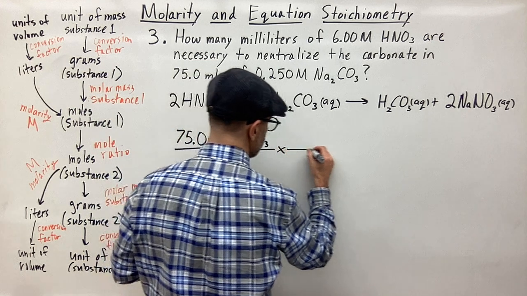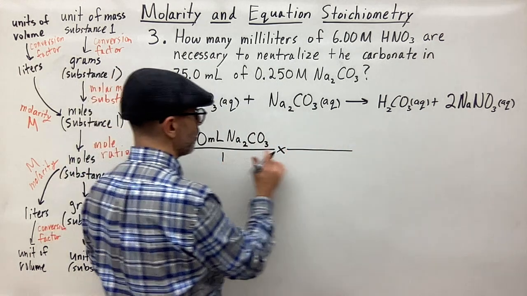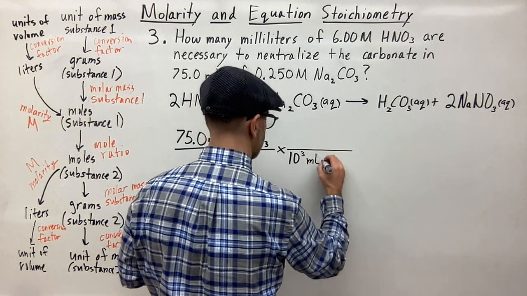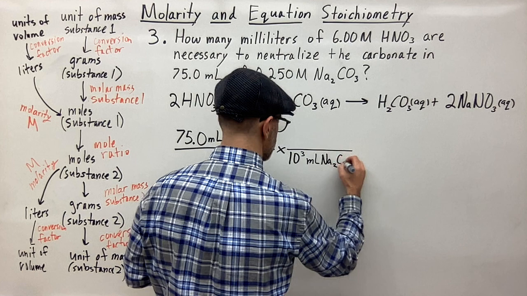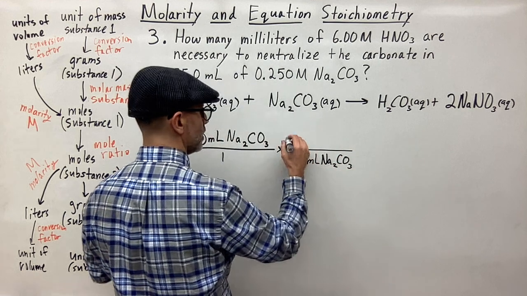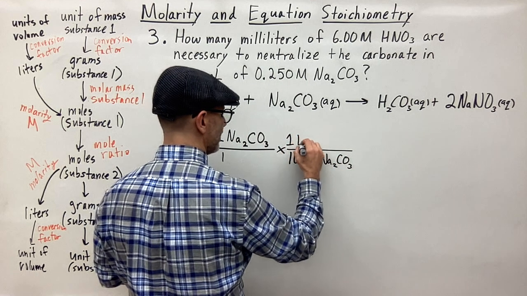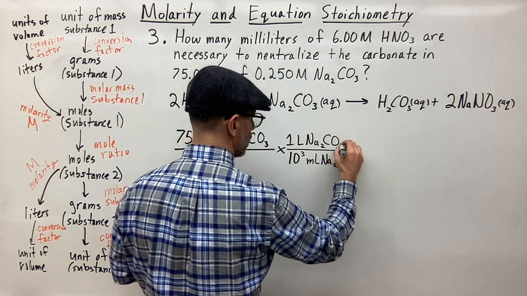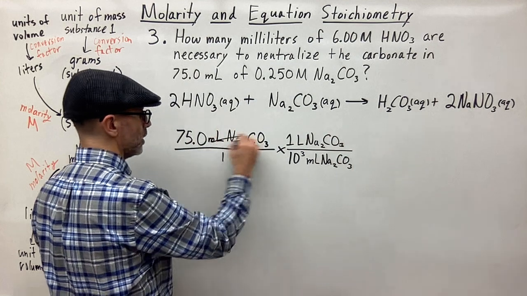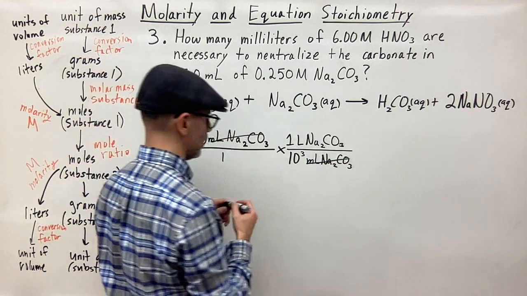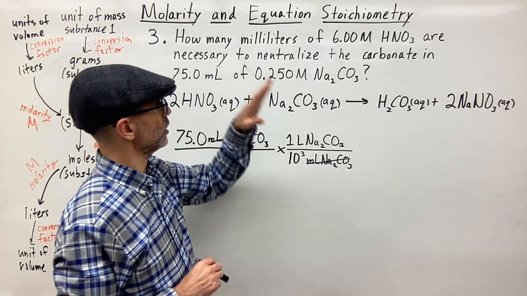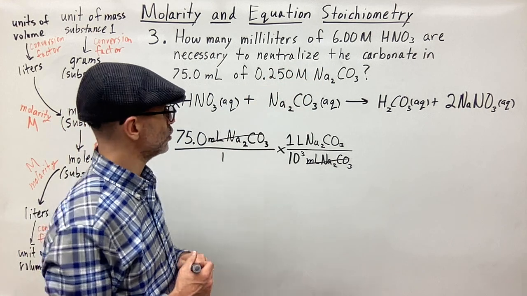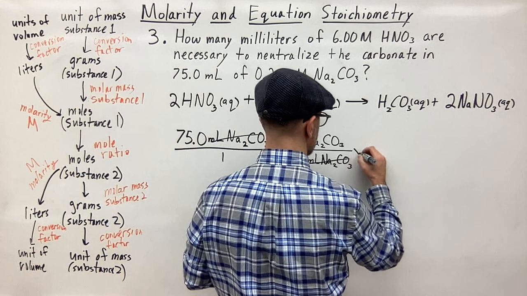So I know 1,000 milliliters, so 10 to the 3rd milliliters of the Na2CO3 solution is on the bottom, and that's equal to 1 liter of the Na2CO3 solution. So the milliliters of the sodium carbonate cancel out. Now I have liters. Now I can use the molarity of the sodium carbonate to convert to moles.